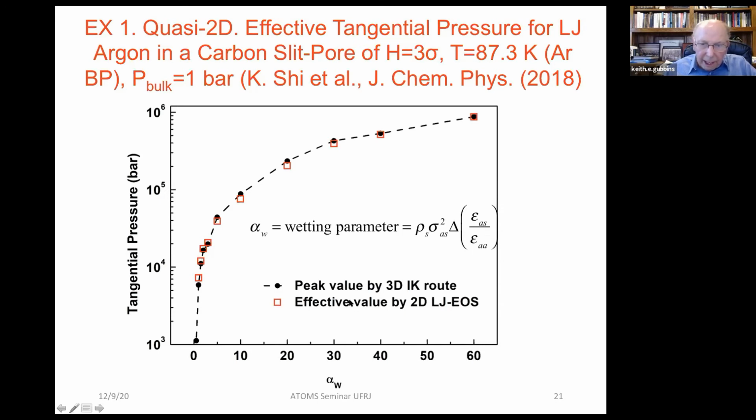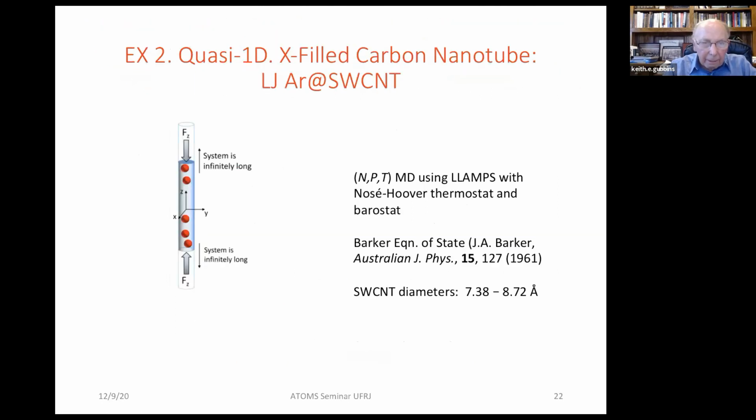This is where we've mapped the 3D system onto a 2D system, and now we just have to calculate pressure in a homogeneous system. And so the agreement looks good. It's maybe not quite as good as you might think, because this is a logarithmic scale, but it's the same order of magnitude at least. So it might provide a way to calculate a more well-defined tangential pressure.